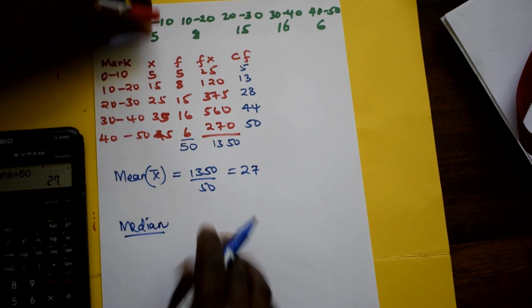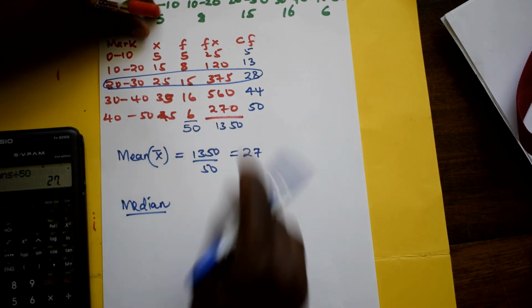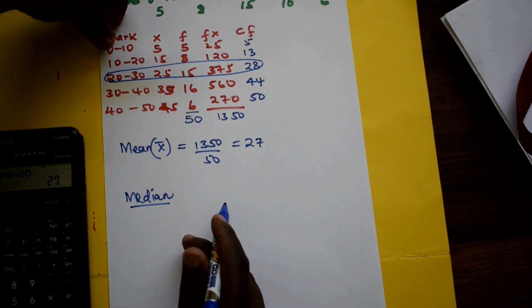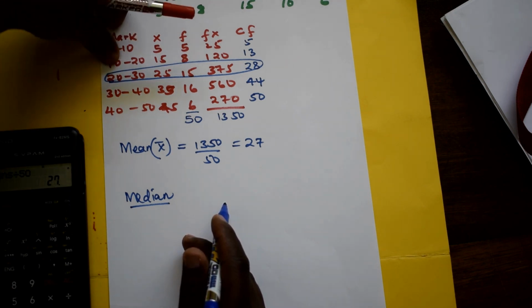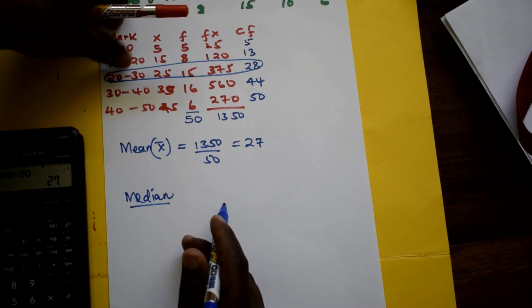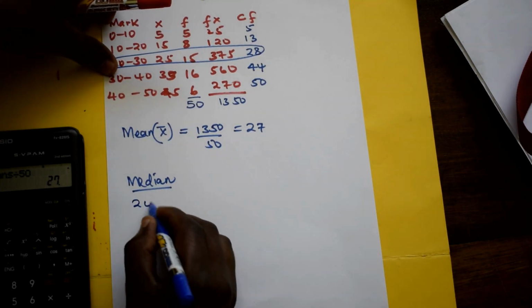For the median, identify the median class at 25. This is going to be our class. Here we need to be very careful with the lower class boundary. The lower class boundary in this case is 20. Remember this class is already 0 to 10, 10 to 20, 20 to 30, so the class is continuous. So the lower class boundary is 20.